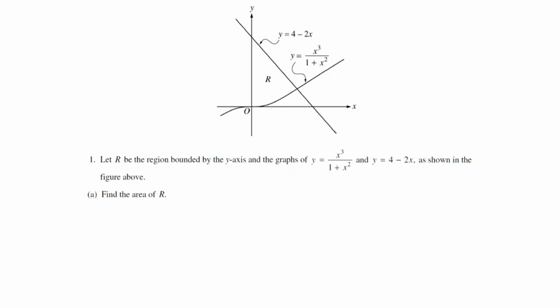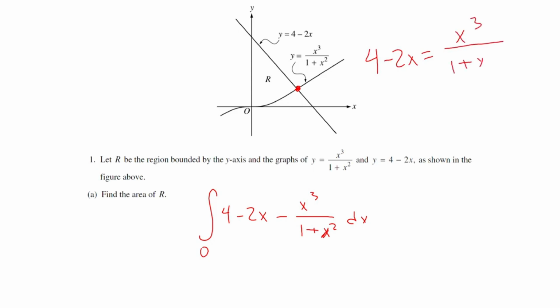So we're just going to integrate the upper function minus the lower function. So that's going to be 4 minus 2x minus x cubed over 1 plus x squared. And we're going to do it from the y-axis, which is x equals 0, to whatever this intersection point is. So we'll need to find that intersection point. So since this is a calculator question, we'll just use our calculator to see when 4 minus 2x equals x cubed over 1 plus x squared.